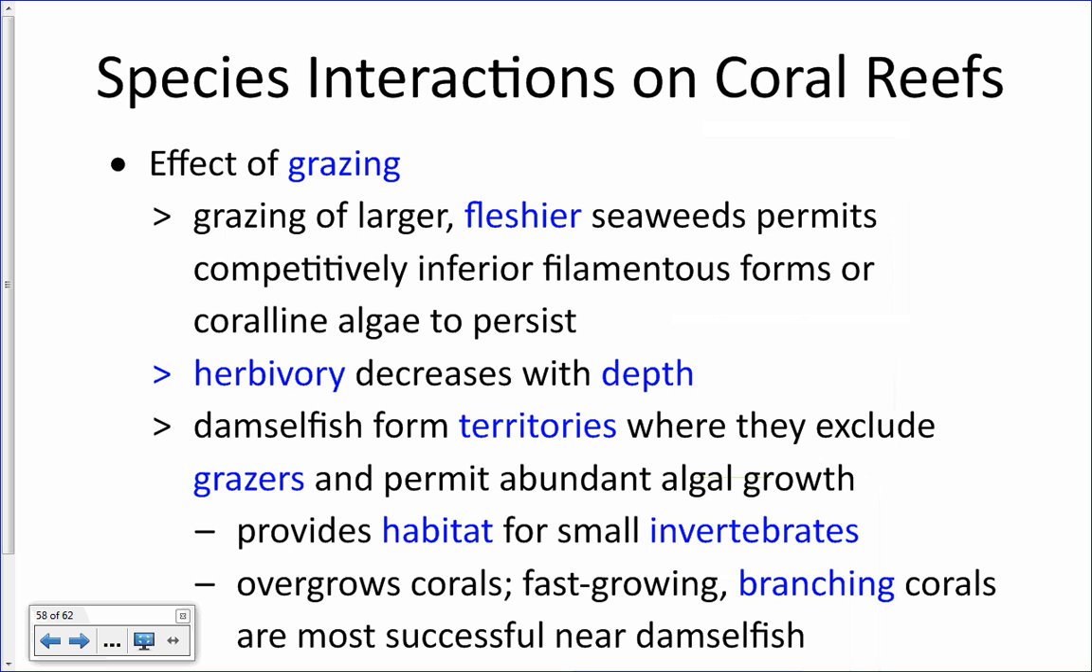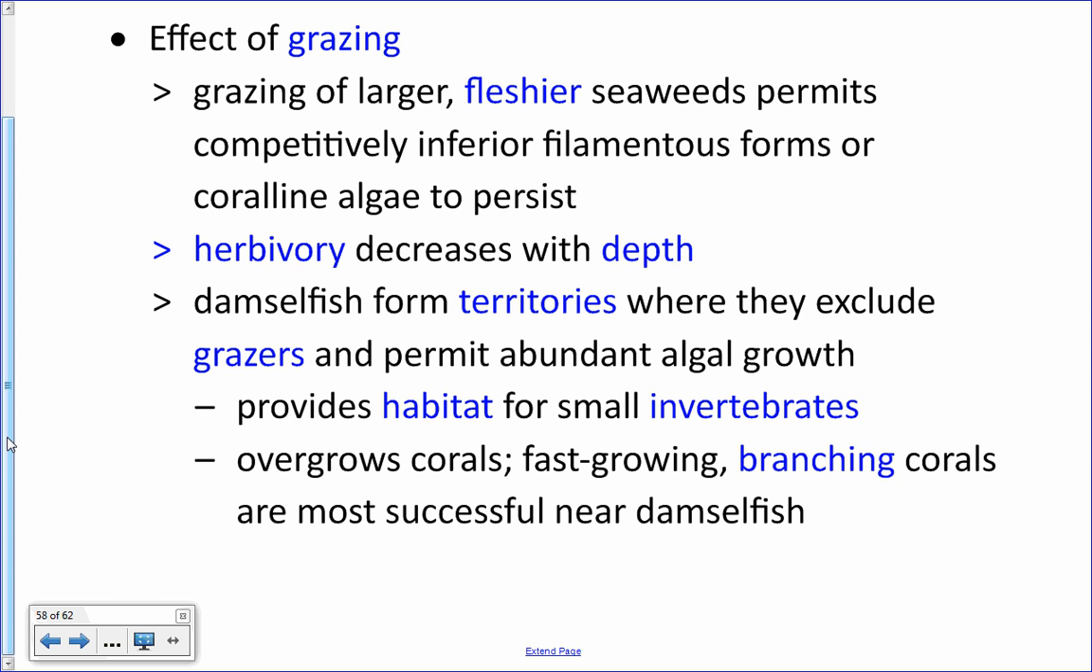Damselfish are cool. Damselfish are farmers. They actually cultivate patches of algae on the reef, and they keep other animals from eating in that little patch of algae. So they're like, this is my spot, leave, go away, mine, okay? And they will fight and defend that little patch of algae from other things that would eat it. So you get this little spot that grows really, really well, all the algae, because it's being cultivated and taken care of.